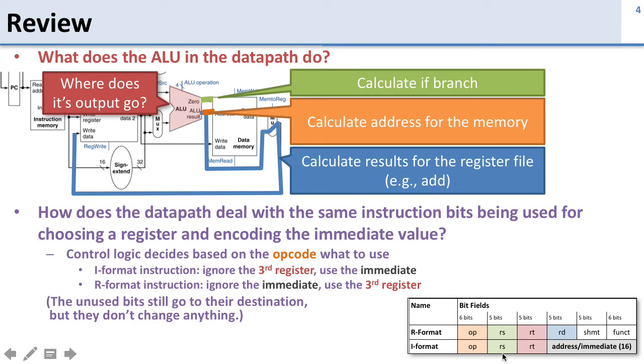Now, in all of these cases, the bits that we're not using just go somewhere, but we don't do anything with them. So if we're not using this third register, it may go to the register file, but we won't use it. Or these immediate bits may get sign extended even if they're a register, but we just won't use them.